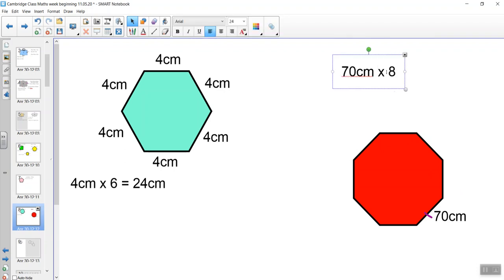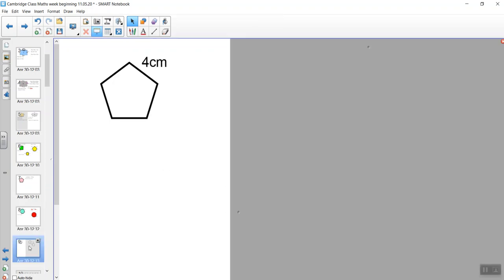And I know that 7 times 8 is 56. So 70 times 8 is 560 centimetres. And actually, if I was to convert that to metres, it would be 5.6 metres. So well done if you got that.